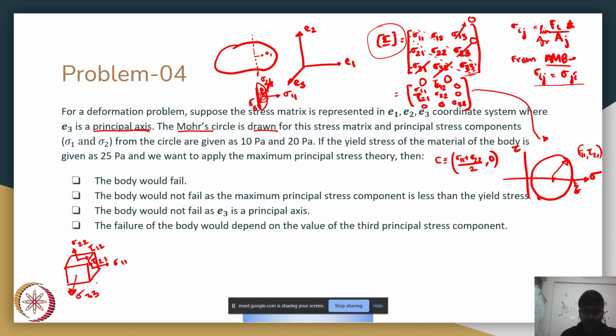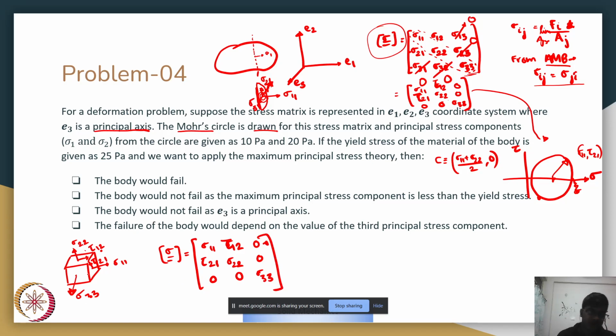Once you have this kind of a state of stress, which is what we are given here, I'm using the above equations only. So you have sigma 1 1, tau 1 2, 0, then tau 2 1, sigma 2 2, 0, and 0, 0, sigma 3 3, right?